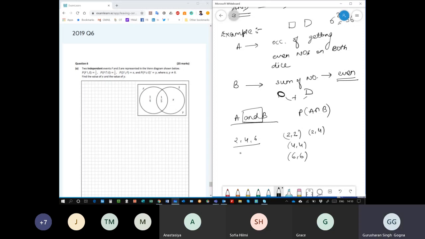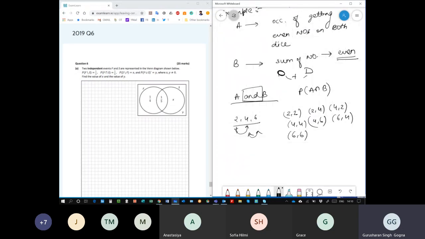I use the first ones as doublets. Then I'm using 2 and 4, so I can write 2,4 or 4,2. Then I can use 4 and 6, so 4,6 or 6,4. 4,6 means on the first dice you got 4 and on the second dice you got 6, and 6,4 means the other way around. And then I can use 6 and 2, so 6,2 and 2,6.